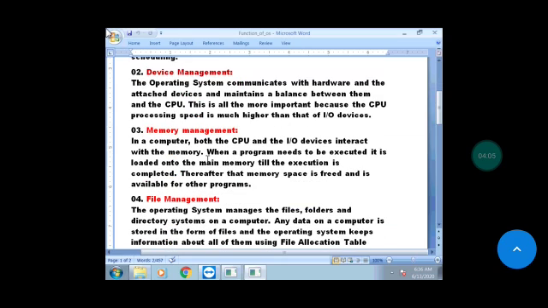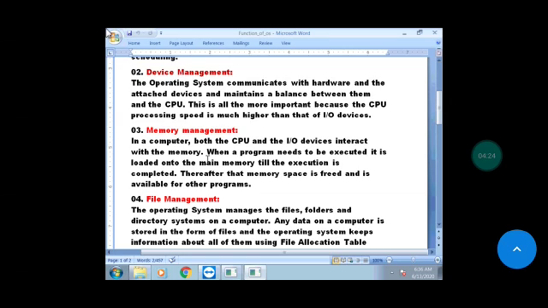Next one is the memory management. Now you can see the definition. In a computer, both the CPU and the input-output devices interact with the memory. When a program needs to be executed, it is loaded onto the main memory till the execution is completed.